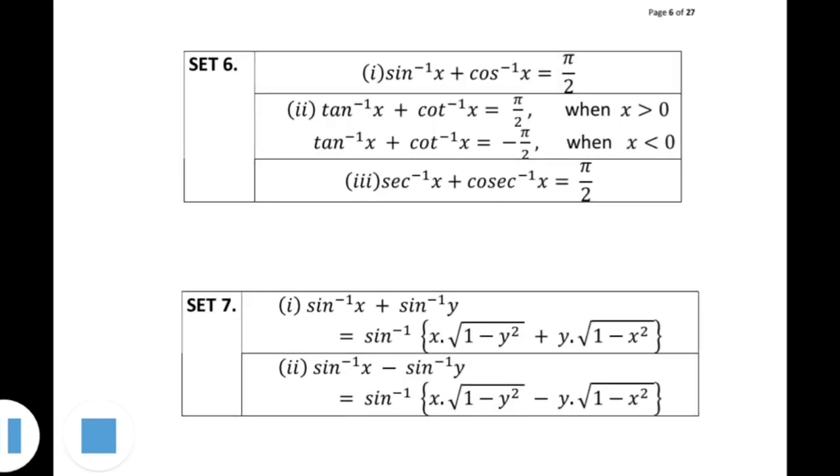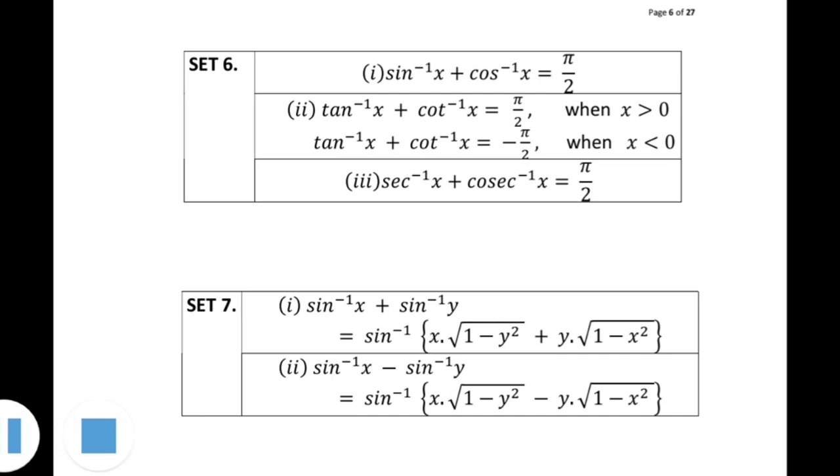Set 6. Sin inverse x plus cos inverse x equals pi by 2. Tan inverse x plus cot inverse x equals pi by 2 when x is greater than 0, and equals minus pi by 2 when x is less than 0. And thirdly, sec inverse x plus cosec inverse x equals pi by 2.